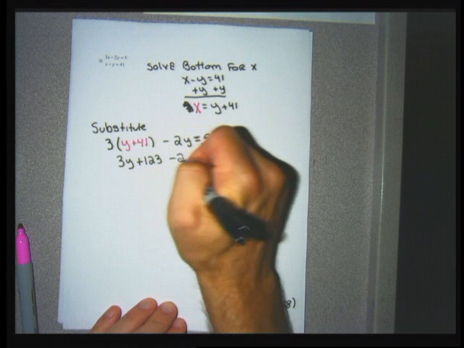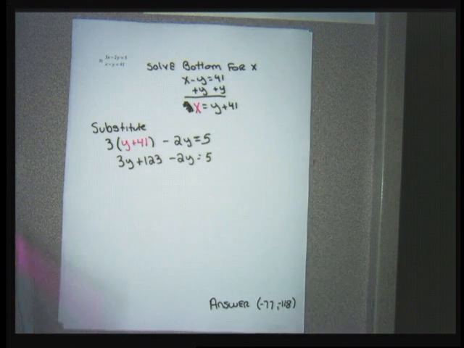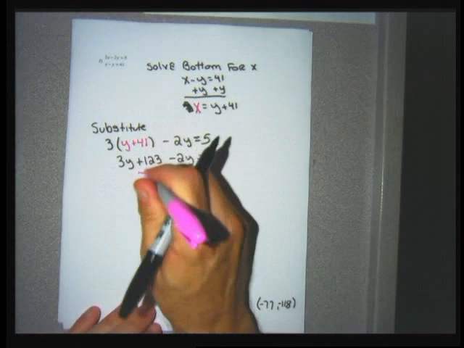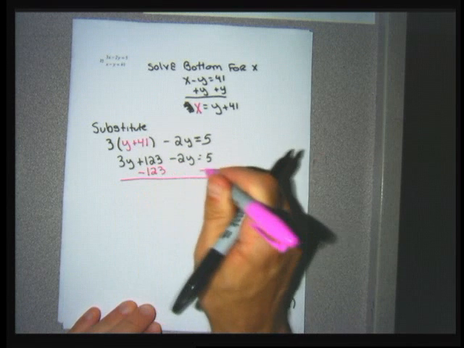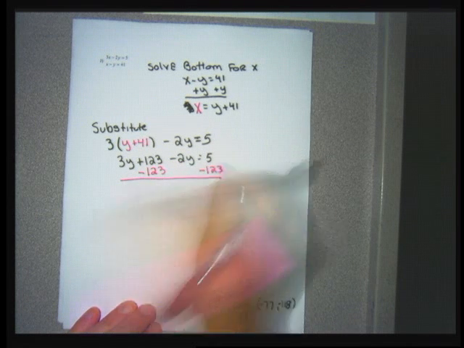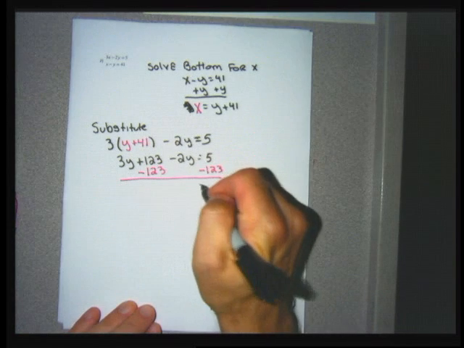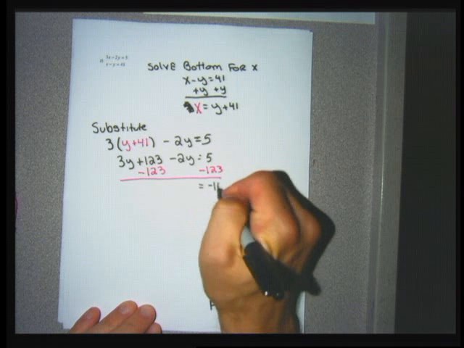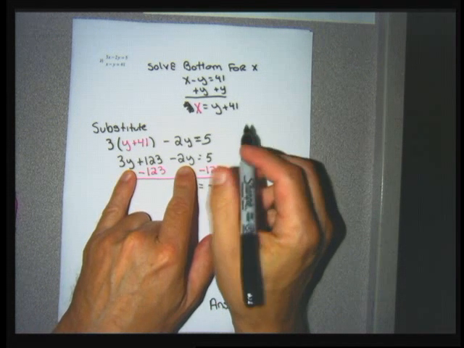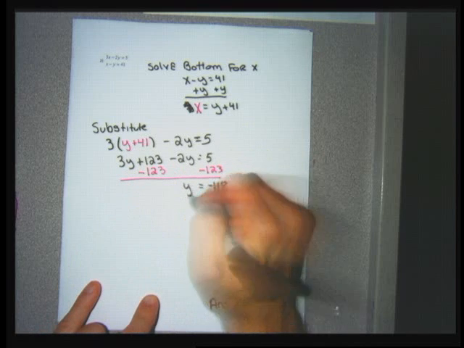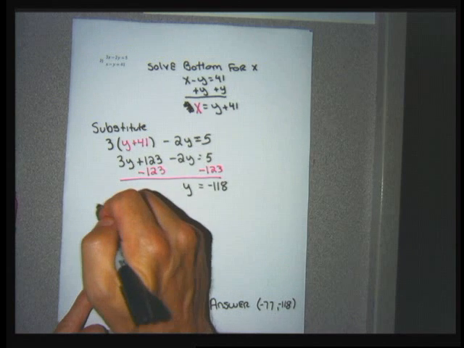The algebra turns out not to be so bad. I'm going to do two things again at once. I'm going to subtract 123 from both sides. When I subtract 123 from the left side, the 123 cancels. On the right side, 5 minus 123 is negative 118. And then on the left side, 3y minus 2y is just 1y. So this gives me the y equals negative 118 that I'm looking for, and I'm going to solve for x.